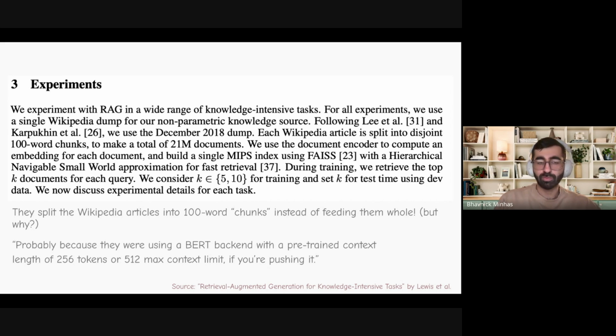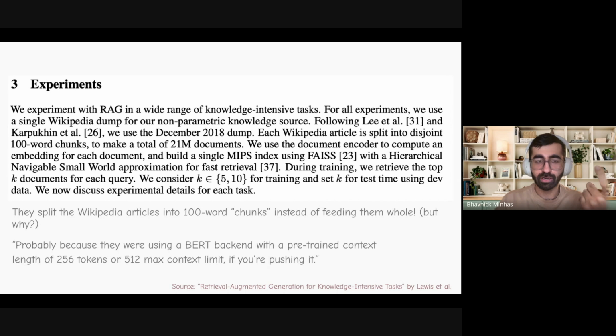So the point to note is that they split the Wikipedia articles into 100-word chunks. And honestly, this is also the first time I see the word chunks being used in an NLP context in a RAG paper, probably because this is the oldest RAG paper I could find. But yeah, they use 100-word chunks instead of feeding in the whole article. And if you think the reason for that is the context limit, you're probably right.